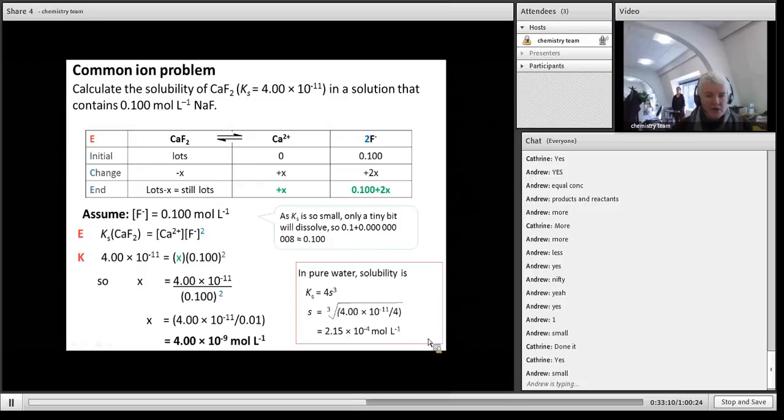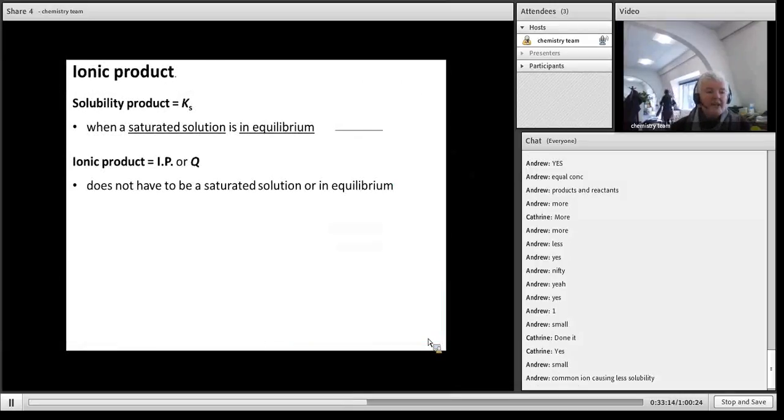Okay, Andrea sees typing, but we can go back if it relates to the previous slide. Yes, thank you, Andrew. That's what I want to hit home: if you add a common ion, it's going to be less soluble, because as I tried to show in that first example with the silver and the chloride ions moving over, I'm going to get more precipitation.